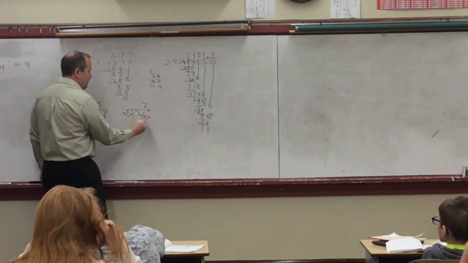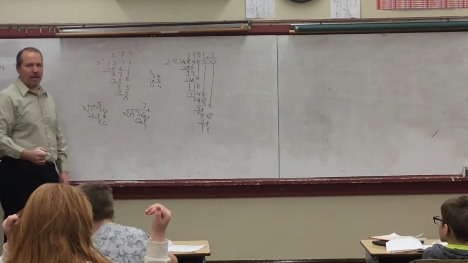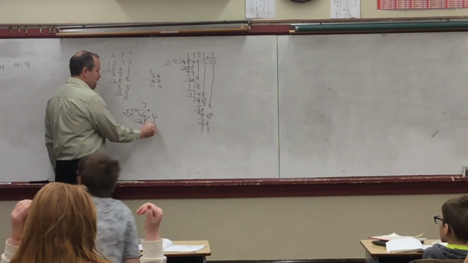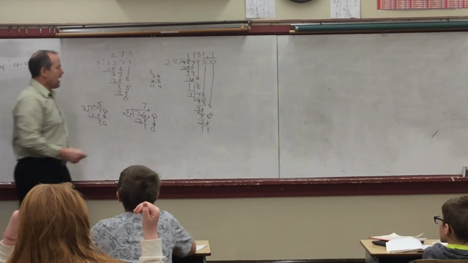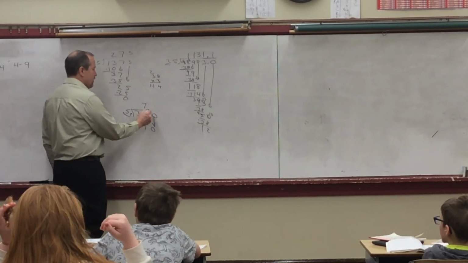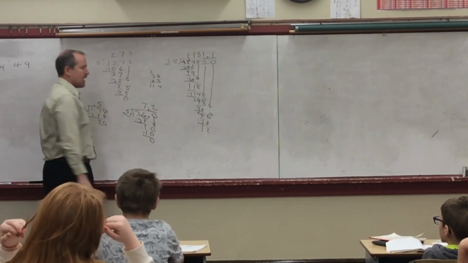7 times 5 is 35. I subtract, I get 1. I already have my decimal there. So now all I need to do is add a 0. And bring that 0 down. And now 5 goes into 10 how many times? 2. That 2 goes above the 0. And 2 times 5 is 10. Subtract, I get 0.